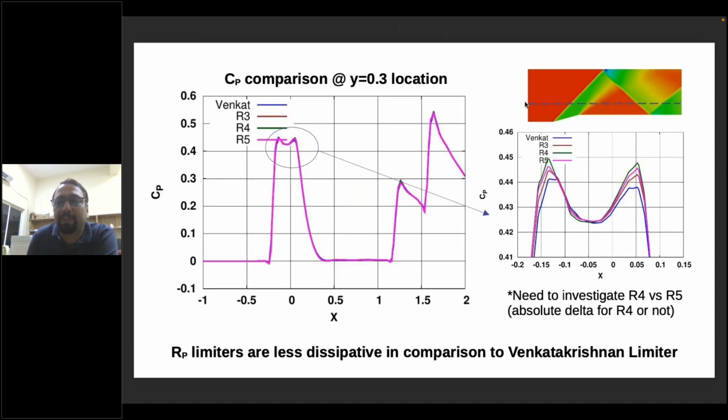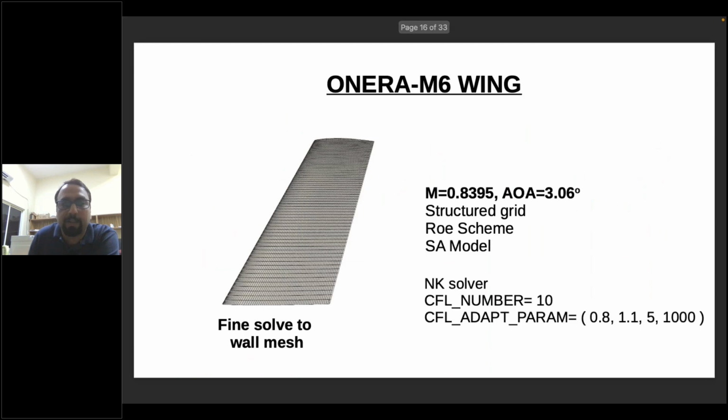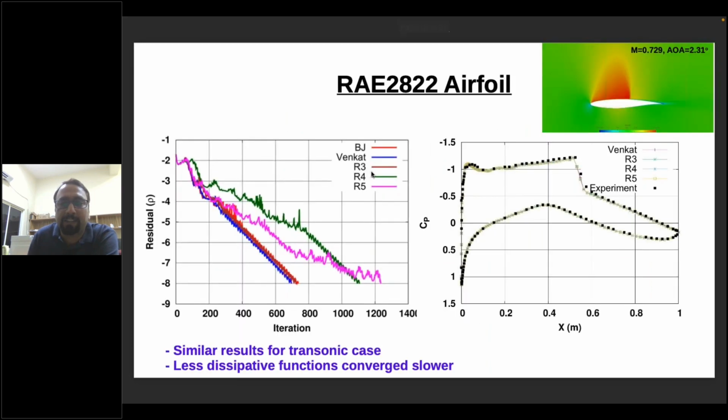If we take a section, I want to plot the pressure variation over this line, over this section where the oblique shock is forming, then a constant region and expansion. So this kind of pressure variation you will get. And if you zoom in, then only you are going to notice some differences. You can see these RP limiters are somewhat more compressive in comparison to Venkatakrishnan. And then the next thing is we have to cover the whole flow field regime also.